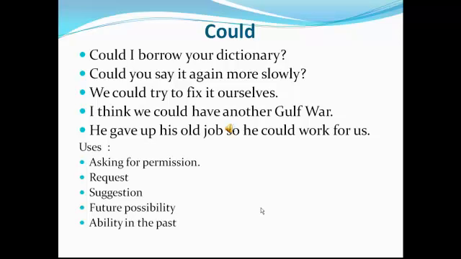Modal verb could. We use this for asking for permission, requests, suggestions, future possibility, or ability in the past. For example, could I borrow your dictionary? Could you say it again more slowly? We could try to fix it ourselves. I think we could have another Gulf War. He gave up his old job so he could work for us.